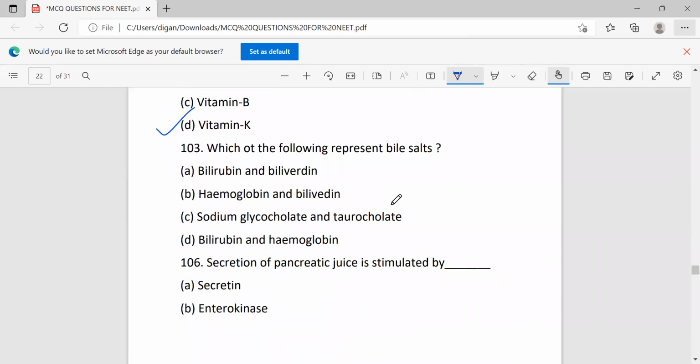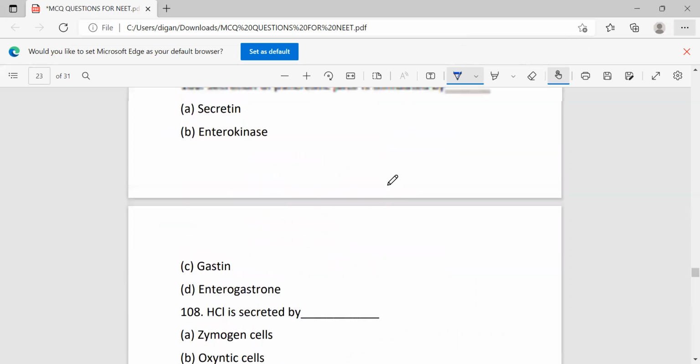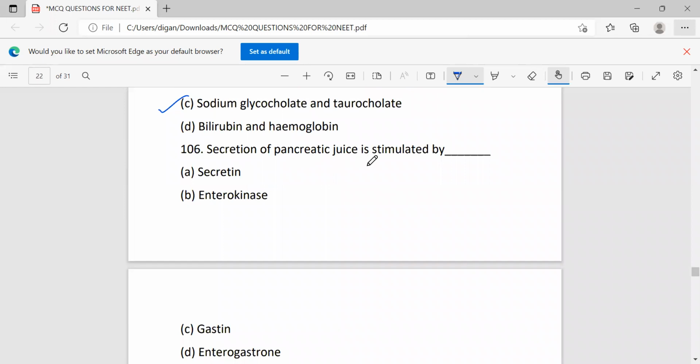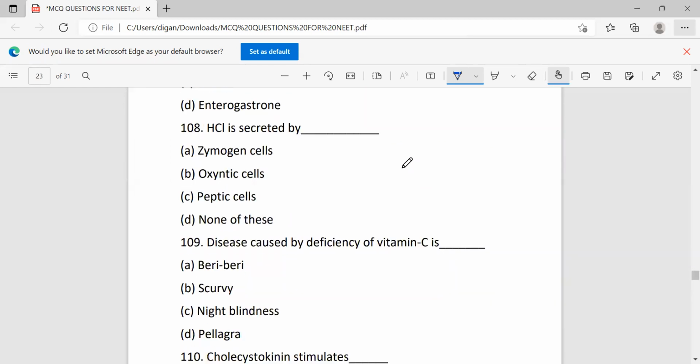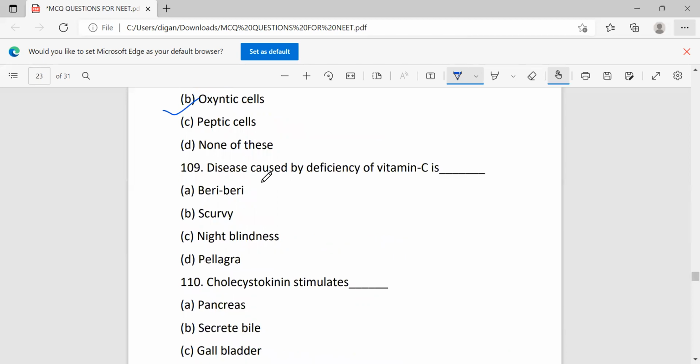Which of the following is present in bile salt? So for 103, the correct option is C, sodium glycocholate and taurocholate. Next, secretion of pancreatic juice is stimulated by? Correct option is secretin. HCl is secreted by oxyntic cell. Disease caused by deficiency of vitamin C is known as scurvy.